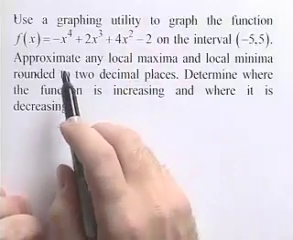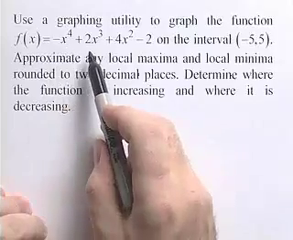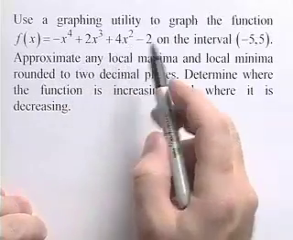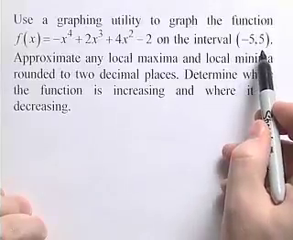For this problem, we're going to use our graphing utility to determine the local maxima and local minima of a function. Then we'll use those values to determine where the function is increasing or decreasing. We're going to be graphing the function f of x equals negative x to the fourth power plus 2x cubed plus 4x squared minus 2. We're going to graph on the interval negative 5 to 5.